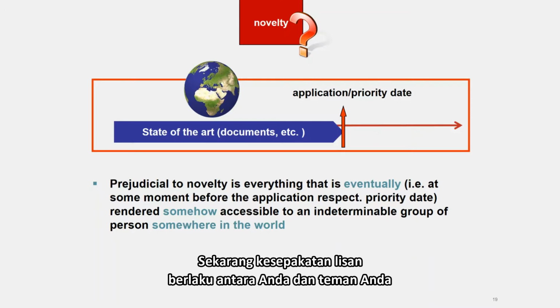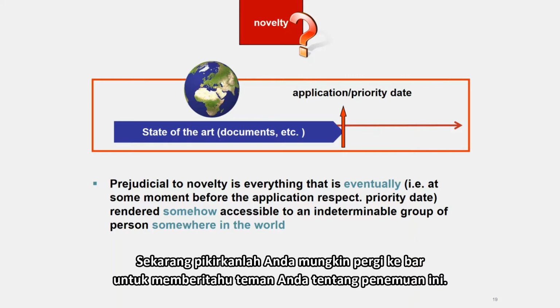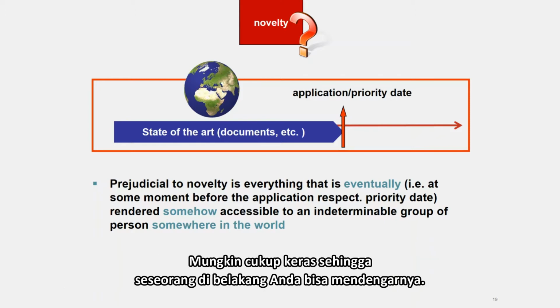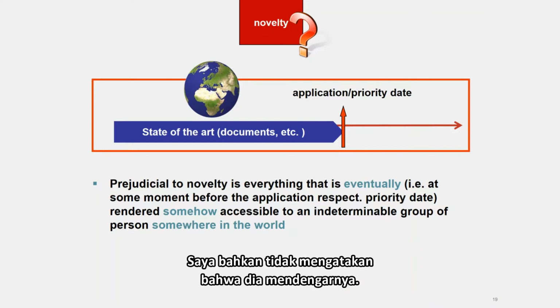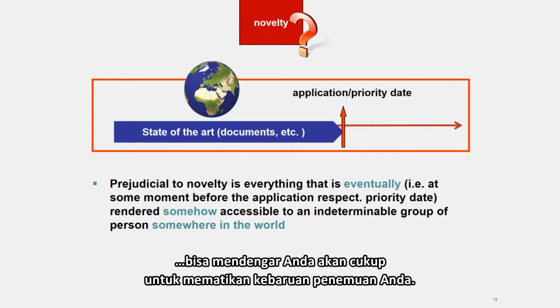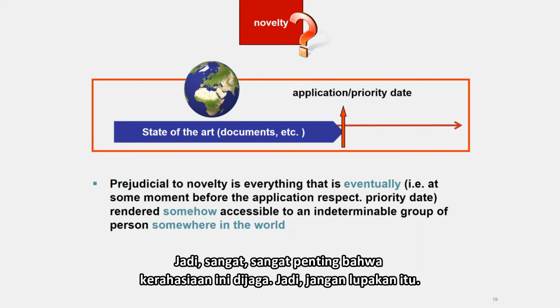Now, the oral agreement goes between you and your friend. Now, think you might go to a bar in order to tell your friend what the invention is about. And the bar is a bit too loud, so you have to talk a little bit louder so that your friend can understand what you say. It might be loud enough that somebody behind you could have heard it. I did not even say that he heard it. I say he could have heard it. So as said, it is maybe enough to speak too loud, so that somebody could have heard you, to kill the novelty of your invention. So it is very, very important that this confidentiality is somehow kept. So don't forget about it.